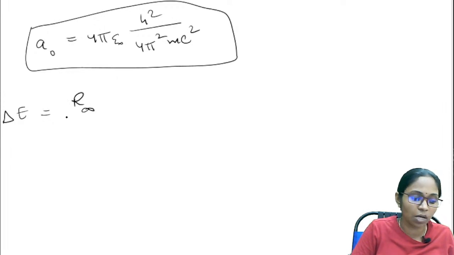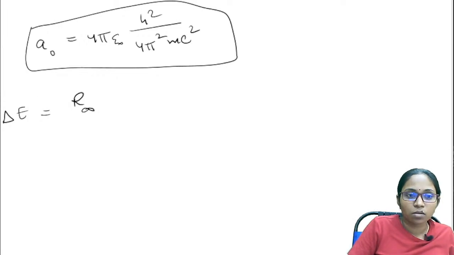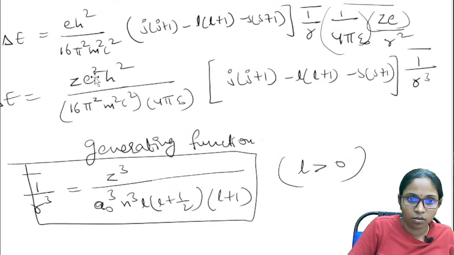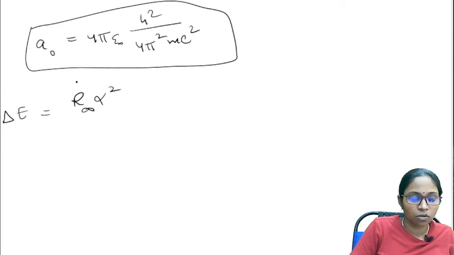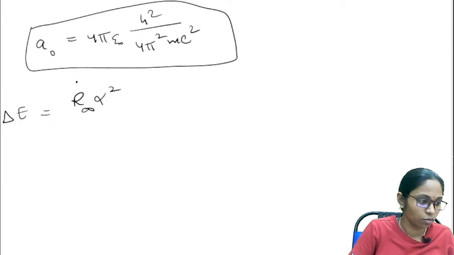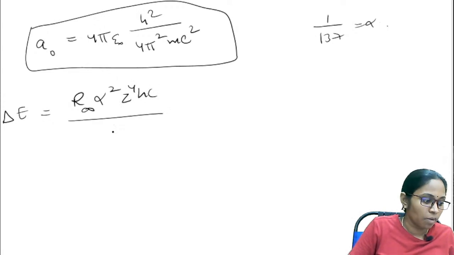What is the Rydberg constant? m e power 4 by 8 epsilon square h square c, right? You just take the common values from here and write the Rydberg constant. R infinity alpha square is a spectrum constant, the hydrogen spectrum constant value. 1 by 137 is the alpha value. Alpha square Z power 4 hc by 2 n cube L into L plus 1 by 2 into L plus 1.